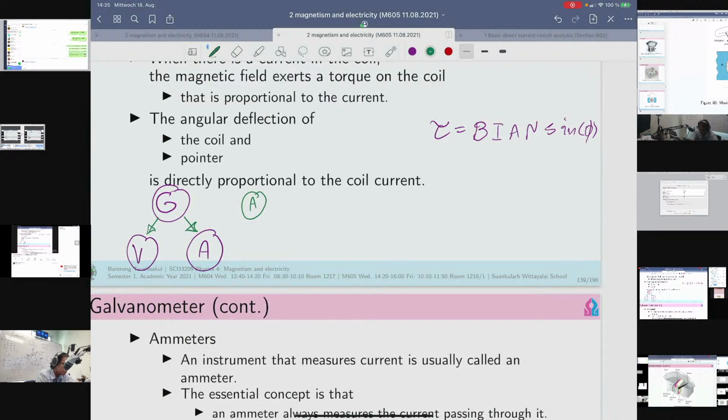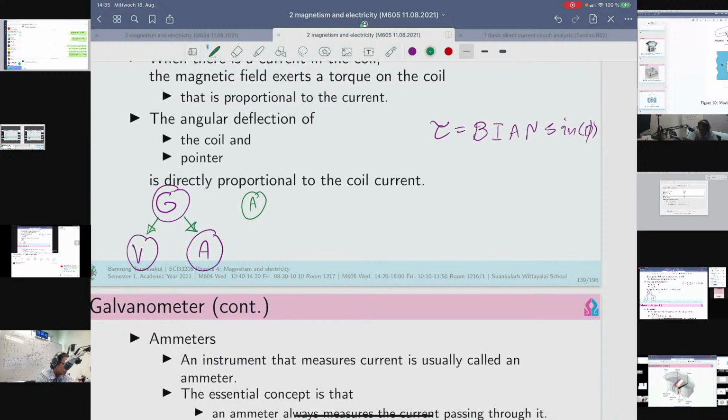The voltmeter is used to measure the voltage across two different points, across any device, as the name suggests. So voltmeter and ammeter are the measurement tools we could apply the galvanometer to.